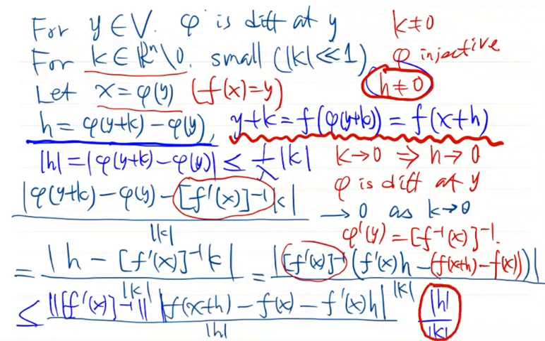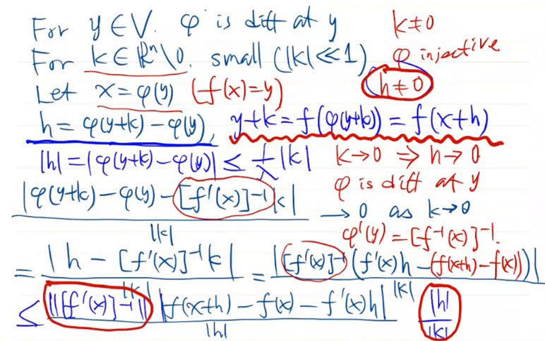This term, the norm of h divided by the norm of k, is bounded. It will not be greater than 1 over lambda. Following this inequality, the norm of h divided by the norm of k will not be greater than 1 over lambda. Therefore, this is bounded.